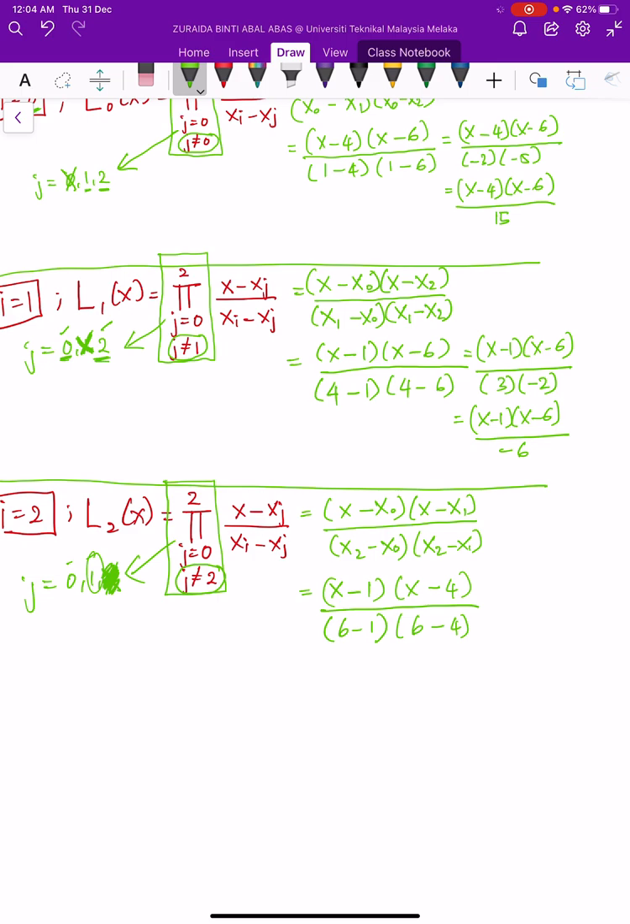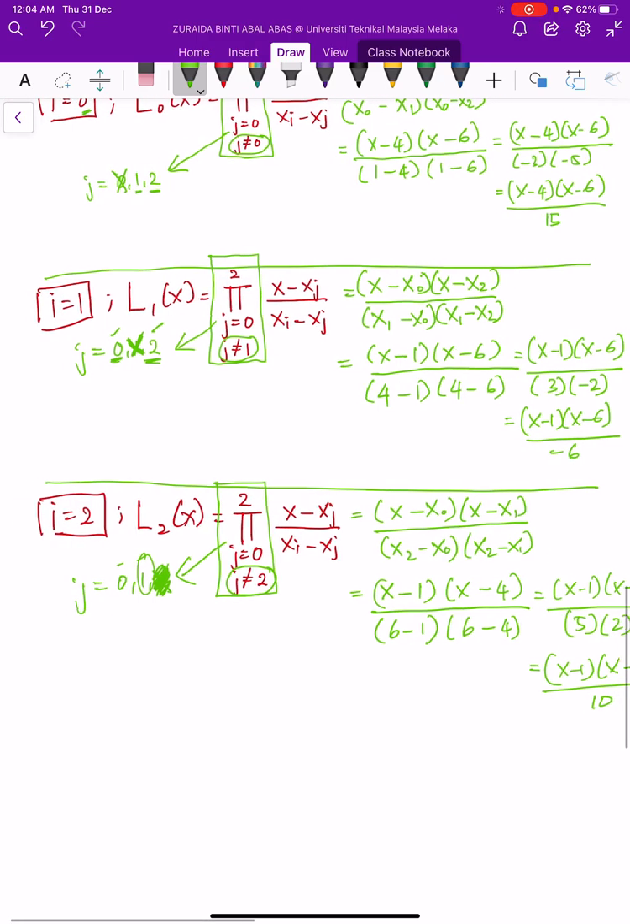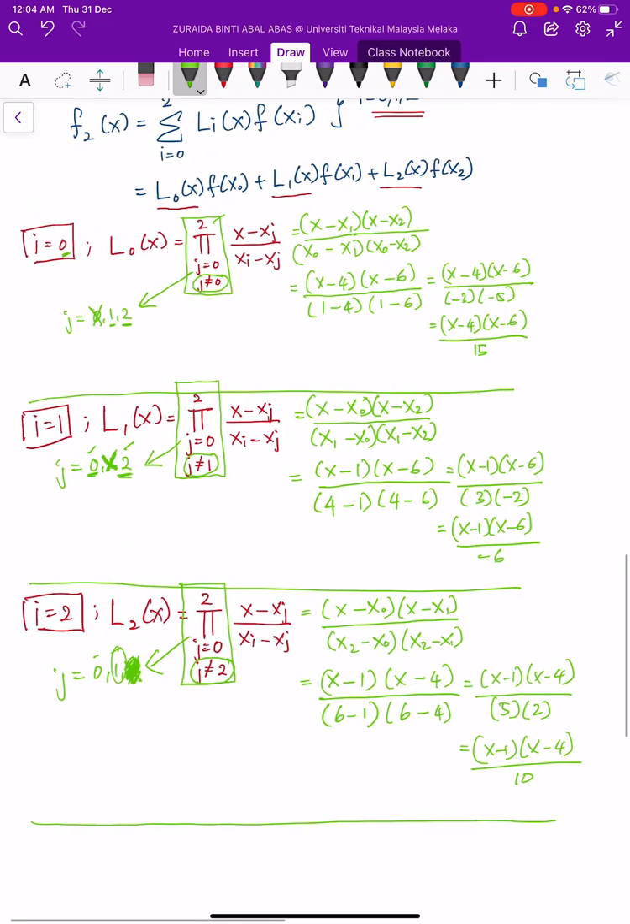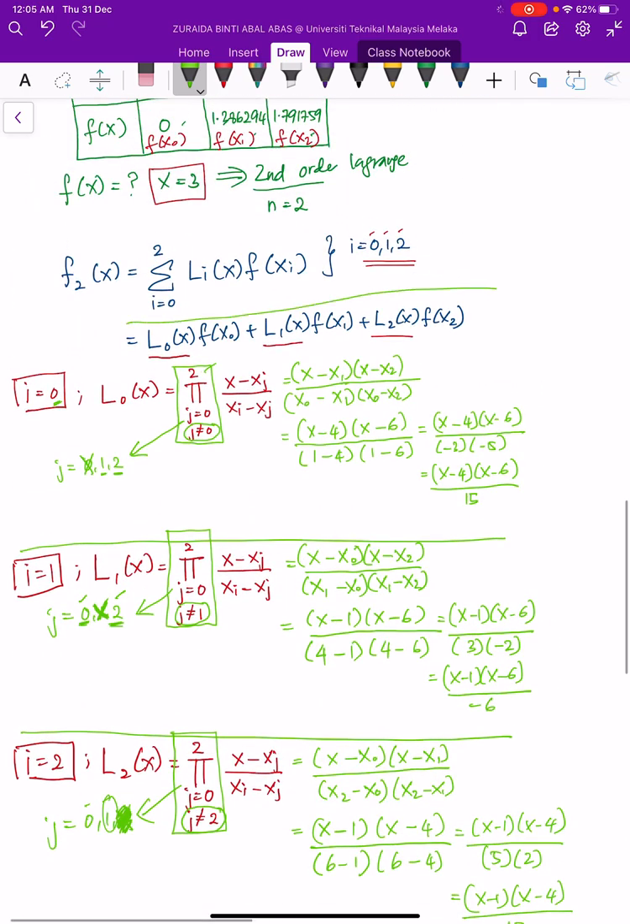So we will have x minus 1, x minus 4, divided by 5 times 2. So that will give us x minus 1, x minus 4, divided by 10. So we are done determining all the Lagrange values. Now we need to plug into this formula.